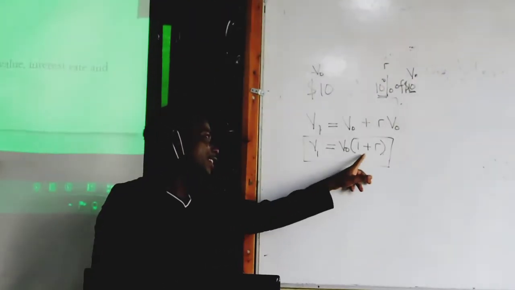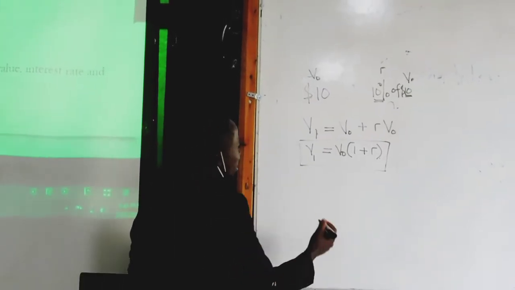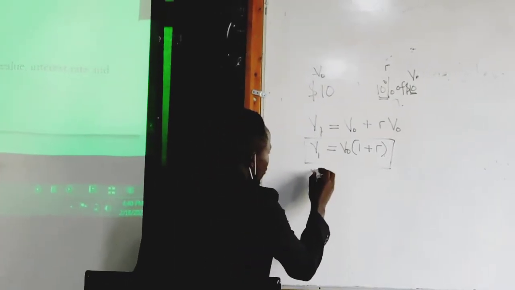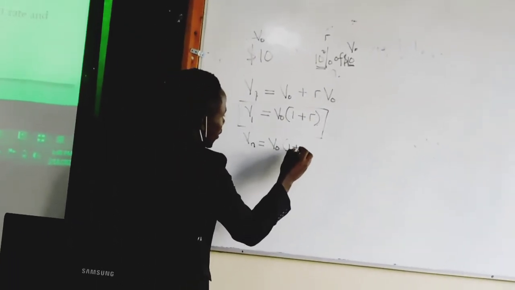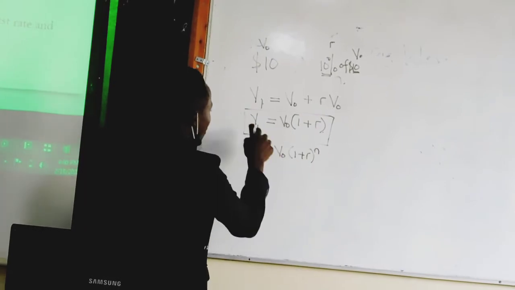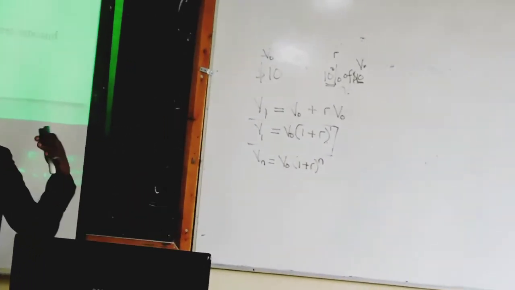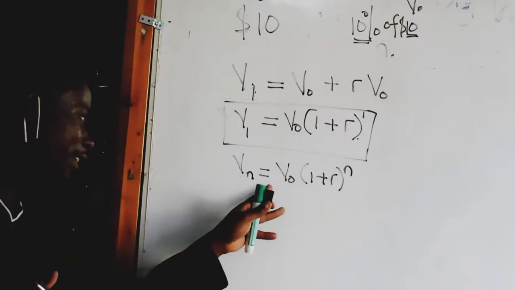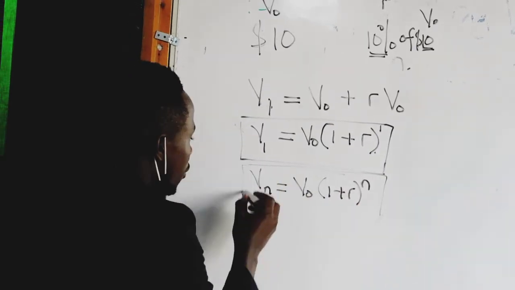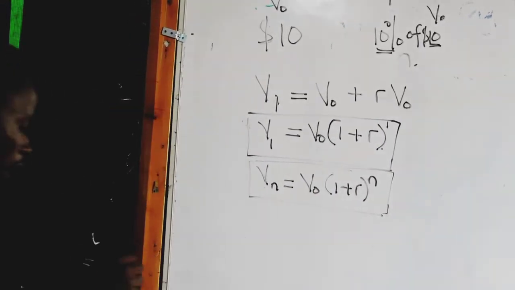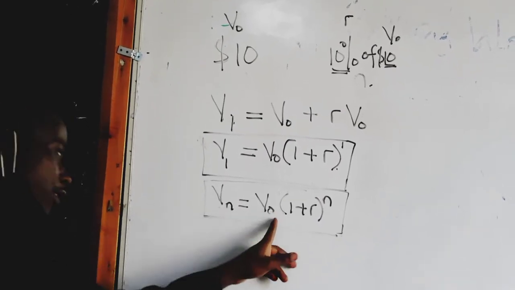Having V naught plus 1, if I want to generalize it, I can use Vn to be equal to V naught into 1 plus R power n. Not probably 1 year, because for 1 year, in the bracket, mathematically it is automatically to power 1. But if I want to generalize it, it is Vn equal to V naught, 1 plus R power n. So this is the future value Vn, this is the present value.